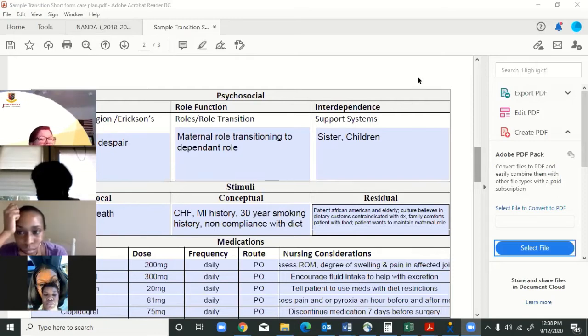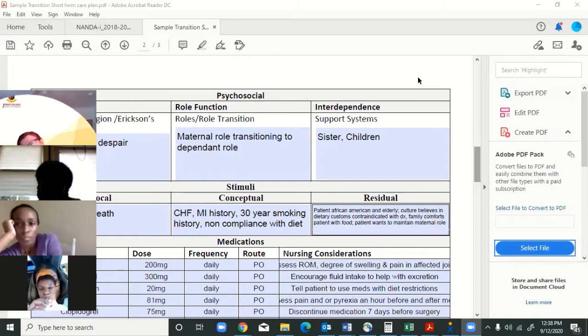So, how does that affect me when I'm the mom and I'm doing everything? Or if I'm the father, let's say, and I'm the one paying all the bills in the house, and now I'm in this state where I can't work, and I now have to depend on everybody else. So that's why we talk about role transitions.